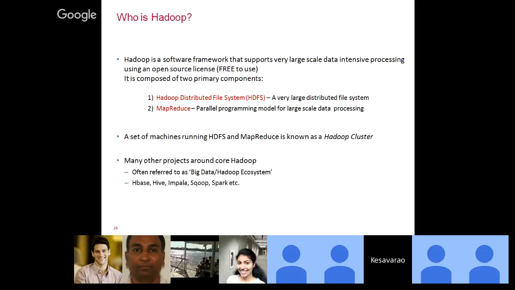So that's some of the basic things there. And yeah, there are a lot of projects built around the core Hadoop ecosystem. Things like HBase, Hive, Impala, Sqoop, Spark. All these projects, you can consider them as tools for you to work in a Hadoop environment. You need to be aware of all these tools. In one way or the other, you will be using them throughout our exercise also.